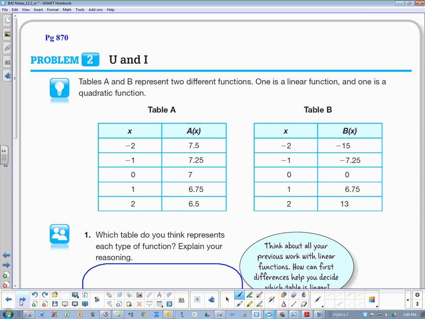Page 870, problem number 2. We're going to be working with first and second differences. This is a little different here, so bear with me. Table A and Table B. It states tables A and B represent two different functions. One is a linear function and one is a quadratic function.